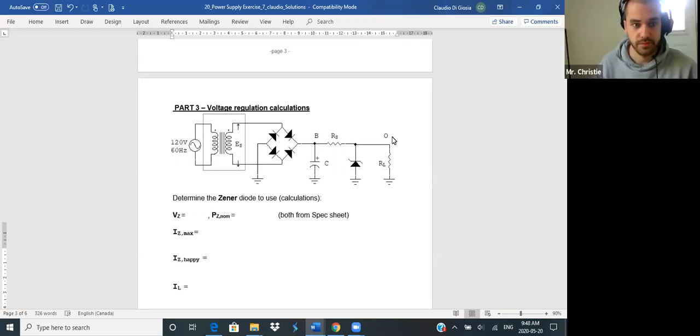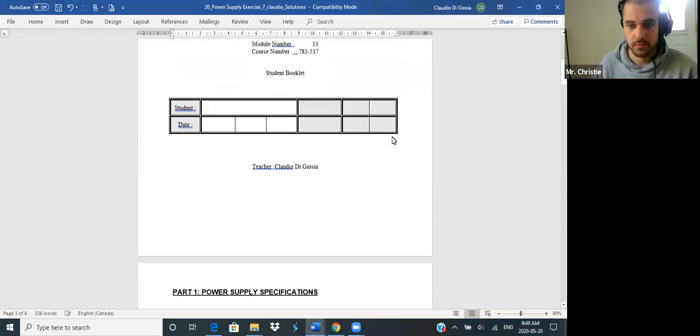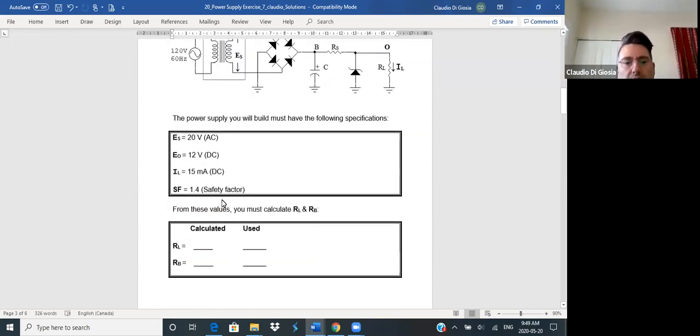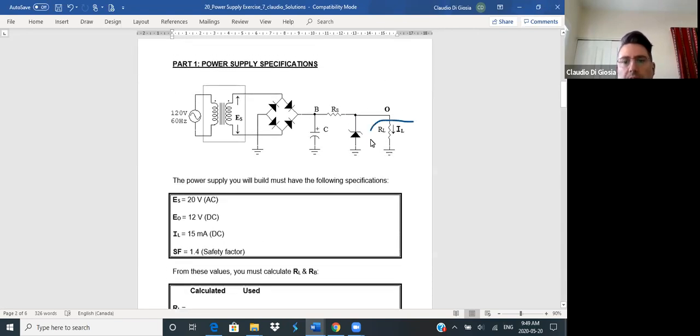Okay, so let me go back to the beginning here. As I was saying, this is the RL. The RL resistor is right here.